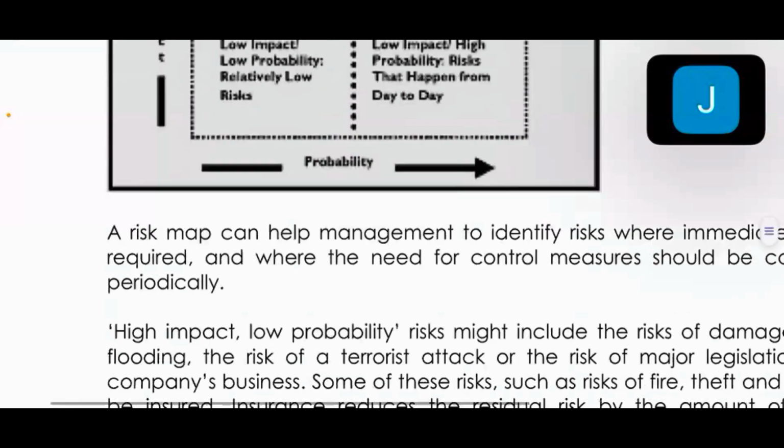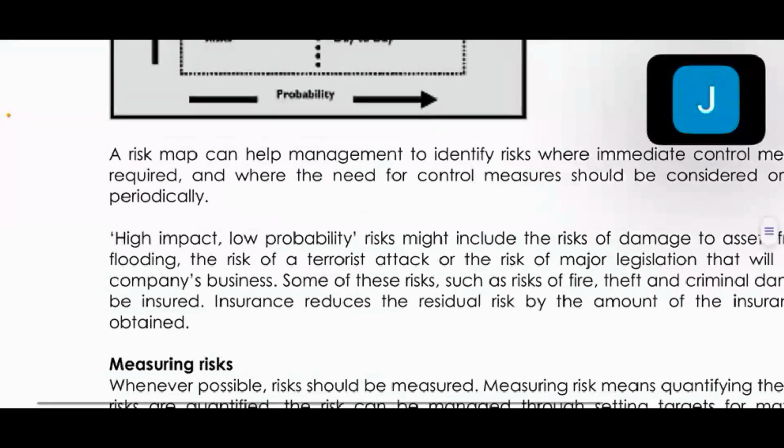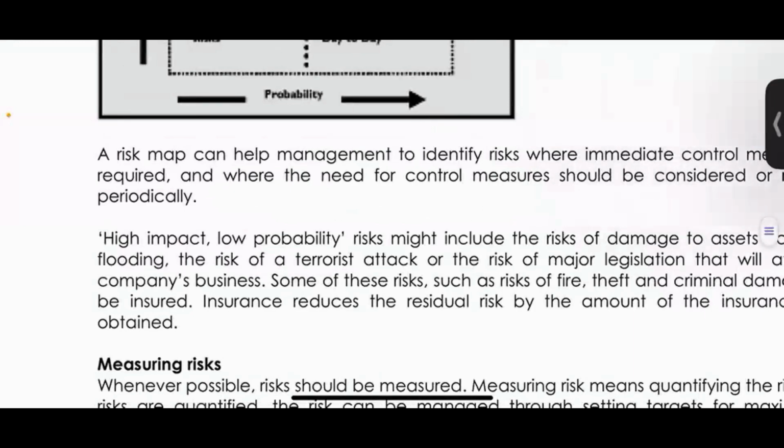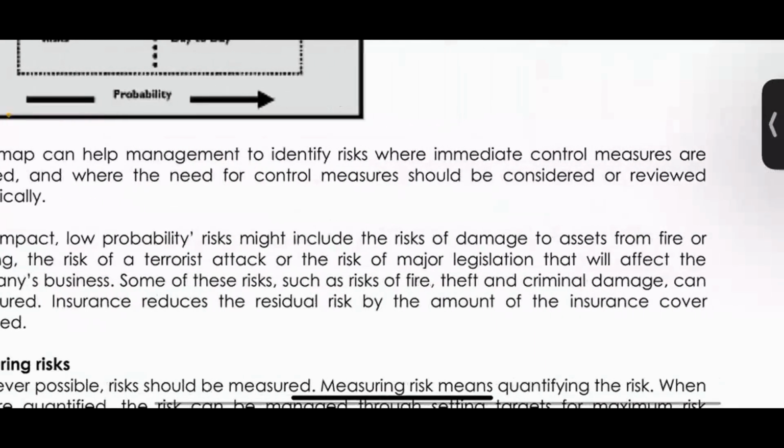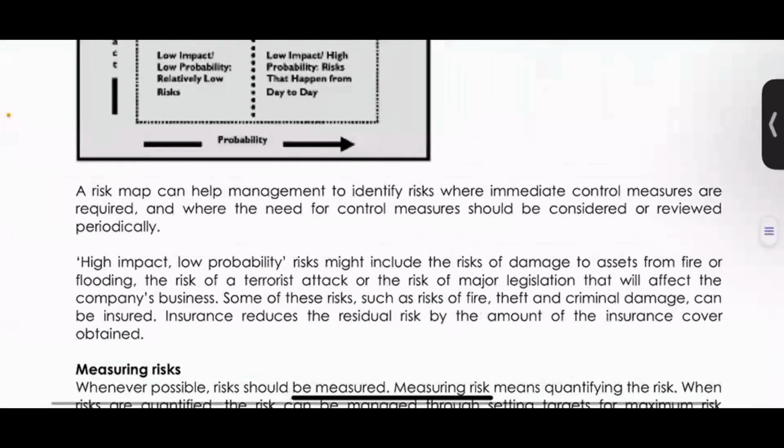Okay? Moving on. A risk map can help management to identify risks where immediate control measures are required, and where the need for control measures should be considered or reviewed periodically. Maybe before now you have been accepting a risk thinking that, oh, it's low impact, low probability. But as you look at it more and more, you see that it is low impact, but the probability has increased in terms of frequency. So that means that efforts must be made to reduce this risk rather than just accepting it.